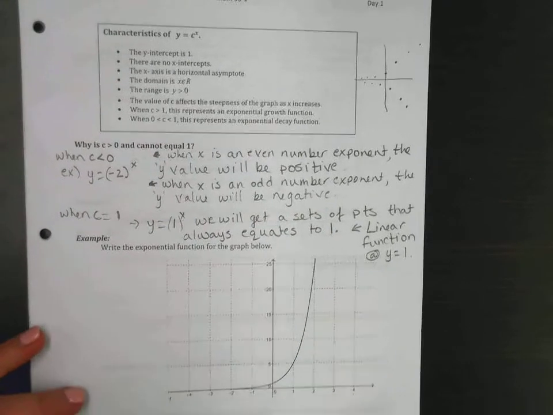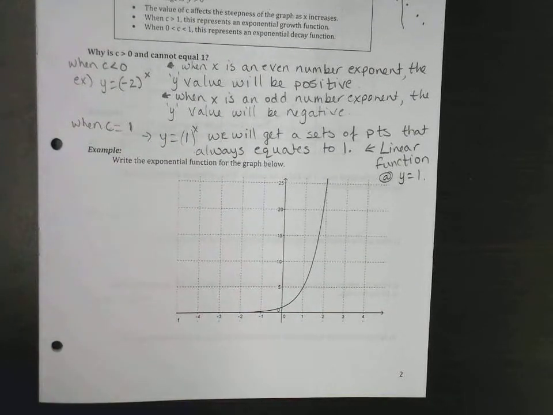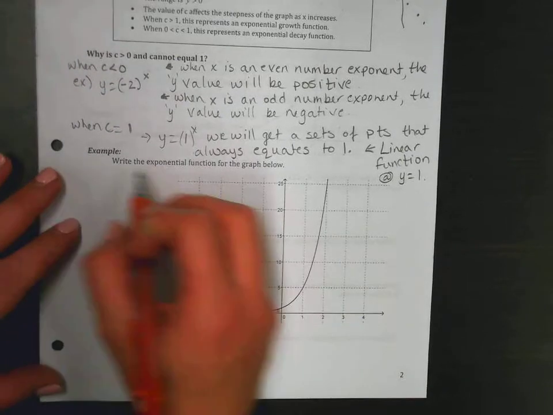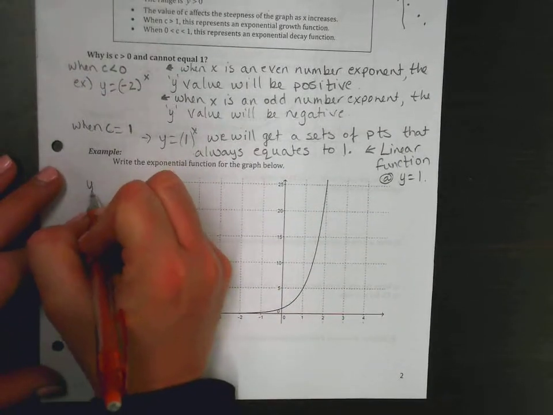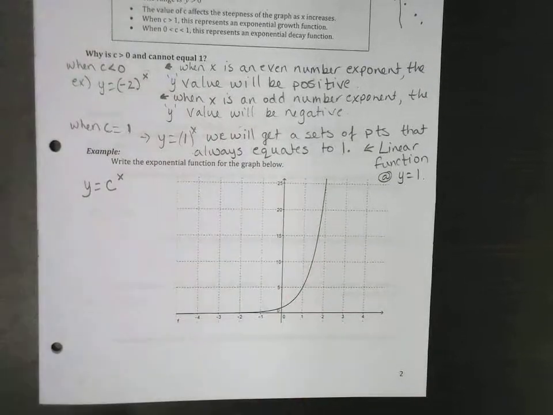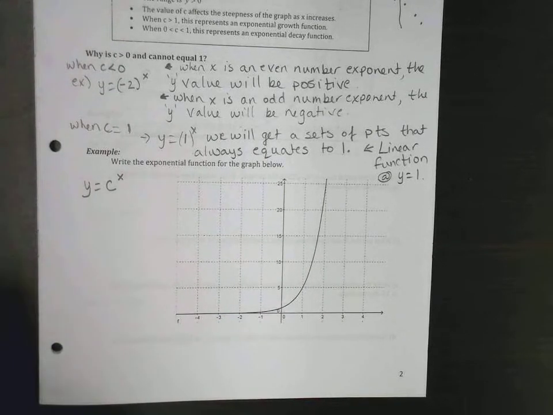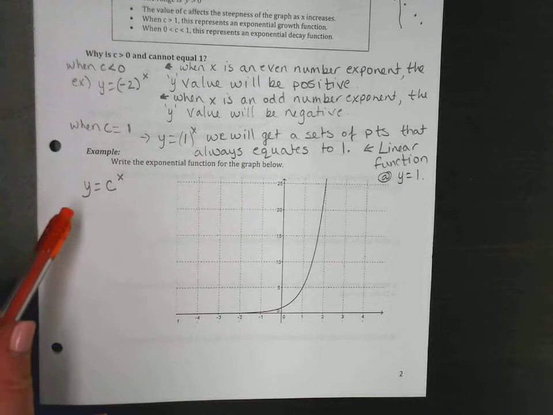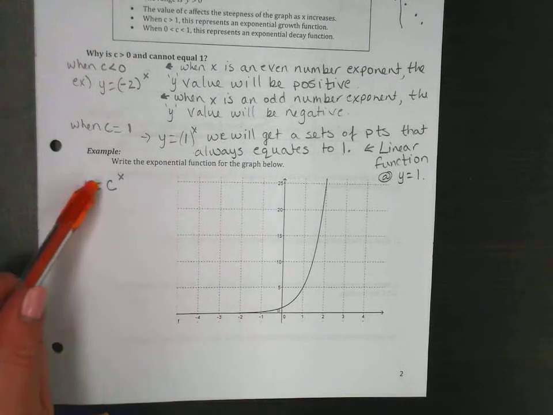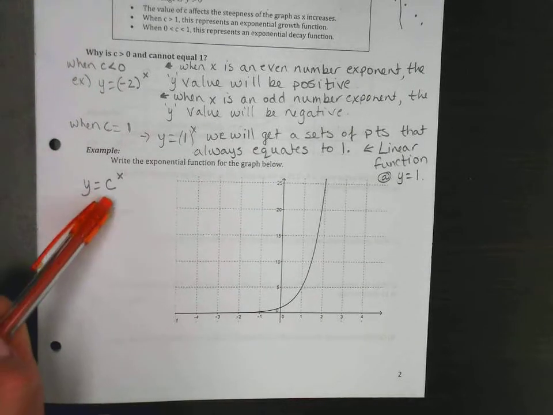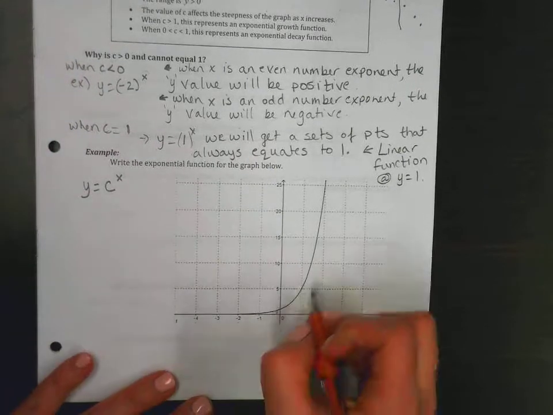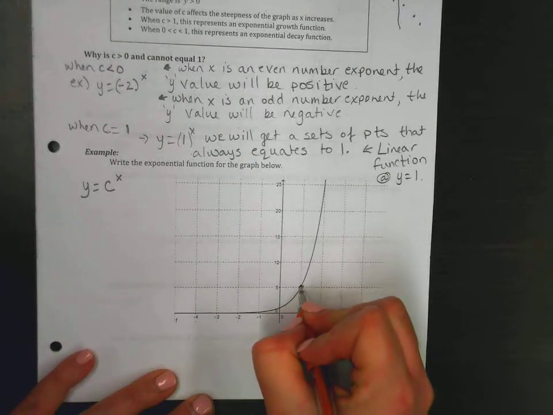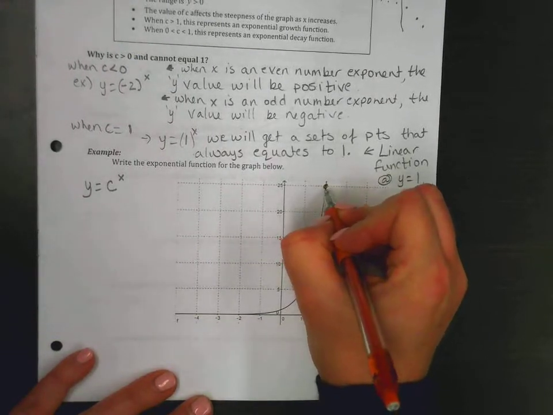So next example here, it says write the exponential function for the graph below. So what we're going to do is look at this function, and I know we're not talking about transformations at all yet. I know the base exponential function for any exponential function is y equals c to the power of x. What I'm going to clearly identify here is substitute in a point for x and y to find out what my constant is. So I can clearly see here that I have a point here. I also have a point here.